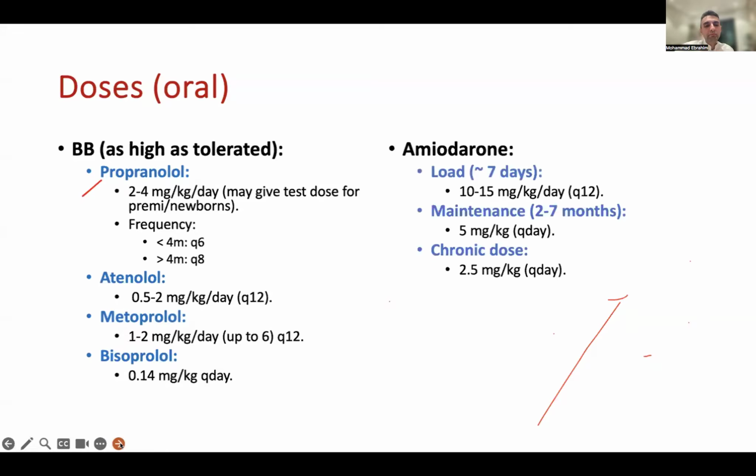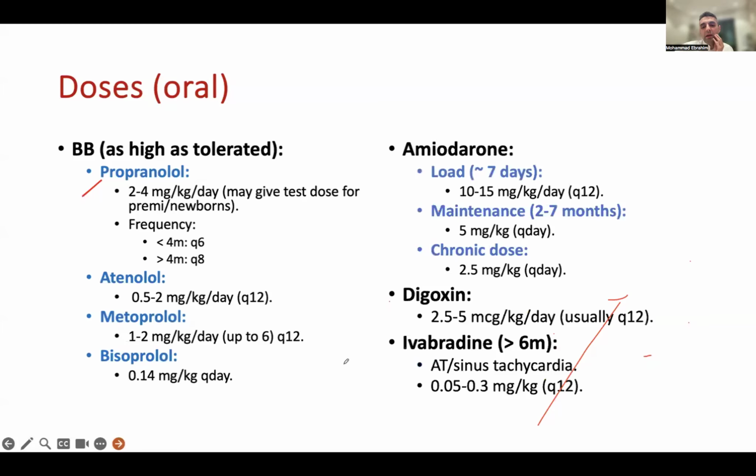Okay? So for amiodarone, I rarely do oral amiodarone. I don't like it. I try to avoid it as much as I can, but these are the dosages. Probably I have one patient on oral amiodarone, that's it. I don't use it at all. I do IV a little bit, but oral chronic, I don't do. And then oral digoxin, these are the dosages, and ivabradine is usually more for atrial tachycardia or sinus tachycardia.